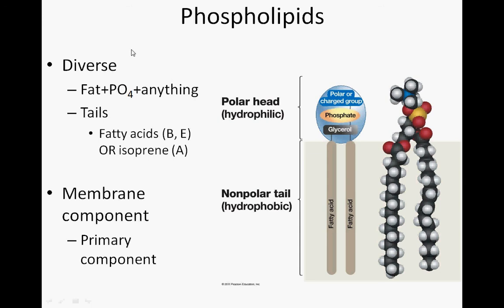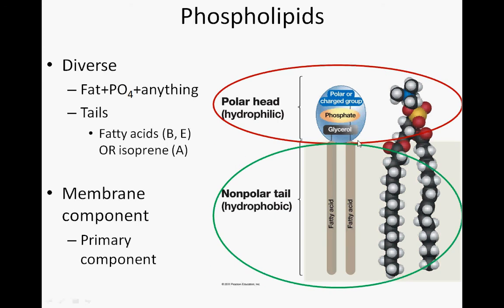So phospholipids are very chemically diverse. They consist of a fat molecule, a phosphate group, and just about anything else attached to it. They also have these big long fatty acid chains as their tails, with one exception. Fatty acid chains are the tails of phospholipids for bacterial cells and eukaryotic cells. For archaeal cells, their tails are not fatty acids but are isoprenes instead.